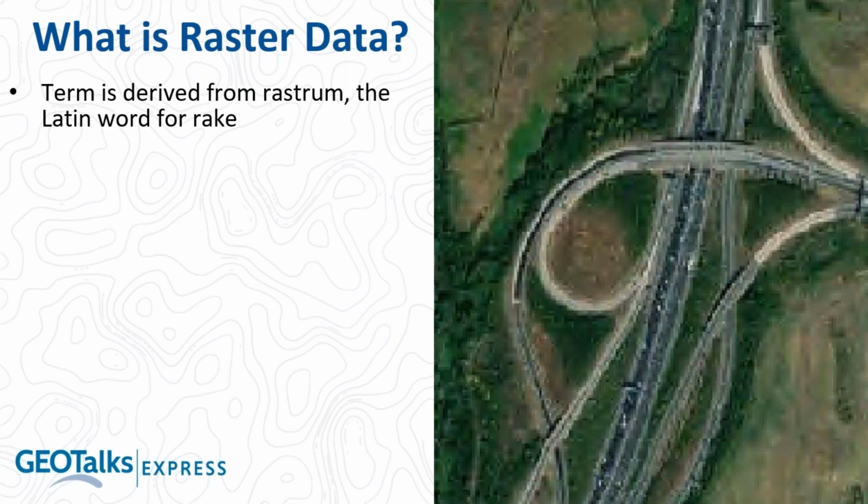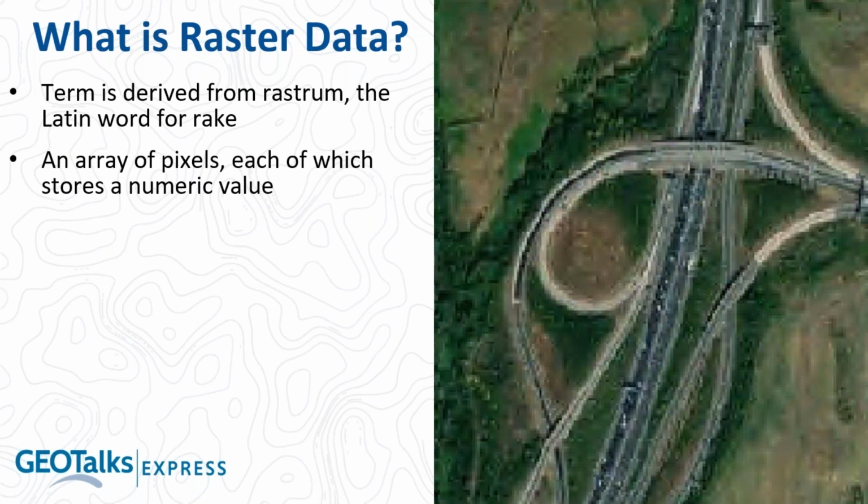Now, we've obviously applied the term raster to the derivative data, the array of pixels that we're going to be working with today. So raster data is an array of pixels or picture elements, each of which contains a numeric value. Now, in most cases, and what most people are probably familiar with, those pixels have a color value. If I was to zoom in very close to that image on the right side, we would see each of those rectangular objects would have a color value.